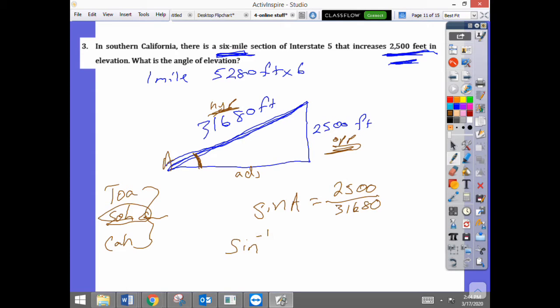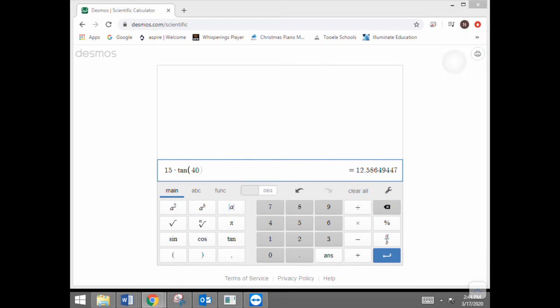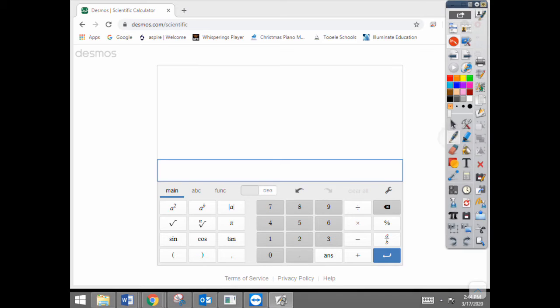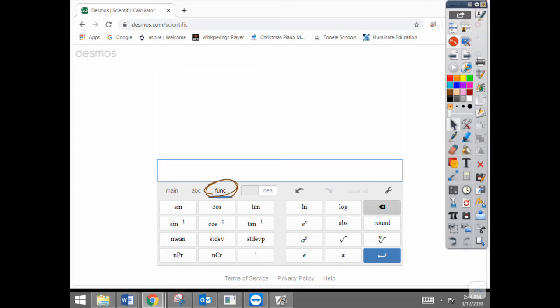You remember how we find exactly what that is? We use the inverse right here. So this is sine to the -1 of 2,500 over 31,680. And if we enter that into our calculator, we should get the answer that we need. Let me show you how to enter that into your calculator. Clear everything here. Right here, I'm going to go to this functions button. When I push that functions button, right here, off to the side, I get those inverse functions. So there is sine to the -1. So I'm going to enter in that right there.